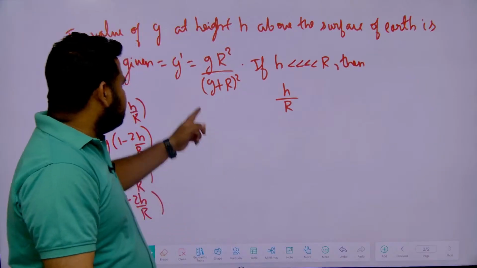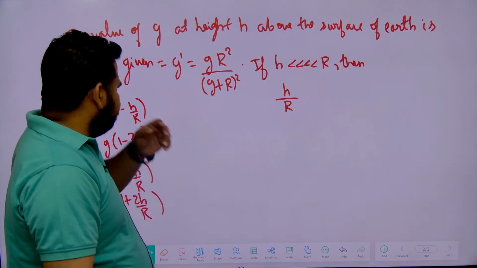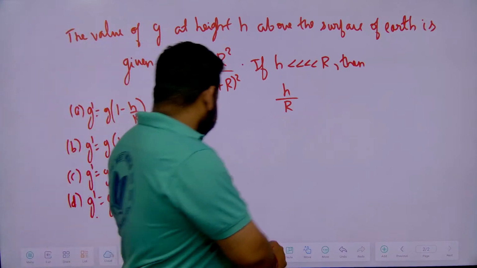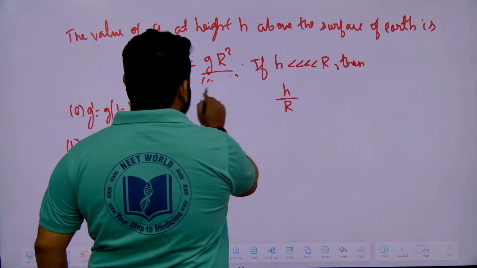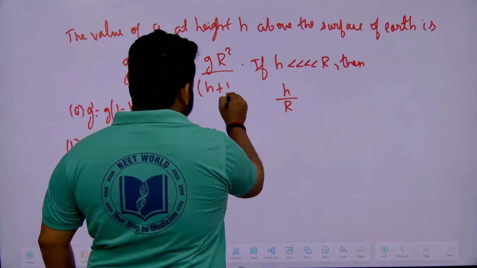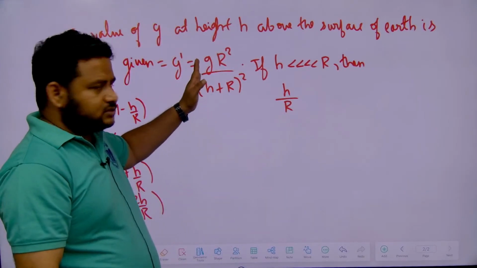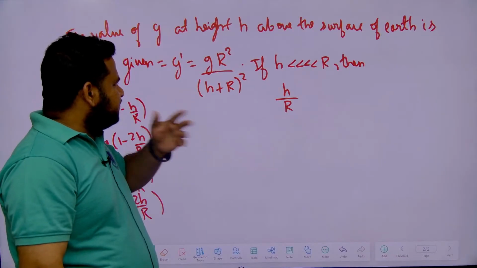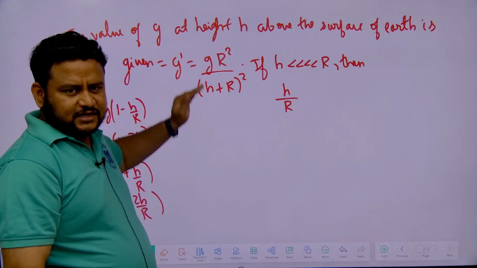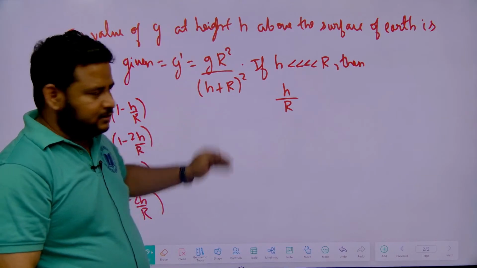Now what we will do in this question is, first of all, take this g outside. I think it is h plus r whole square. So what we have to do is divide throughout by r, numerator and denominator. What I am telling is divide numerator and denominator by r.